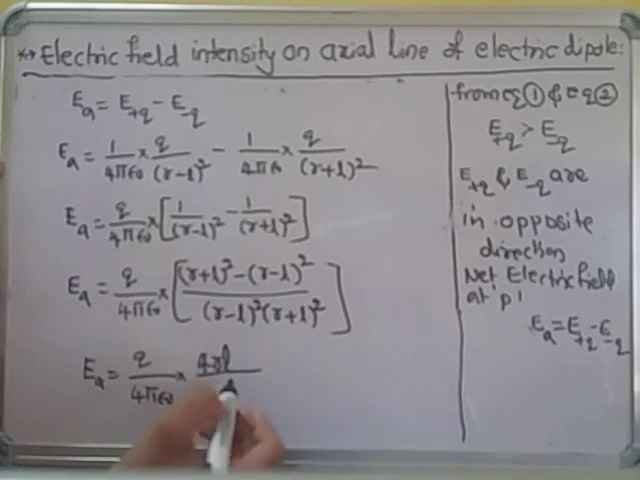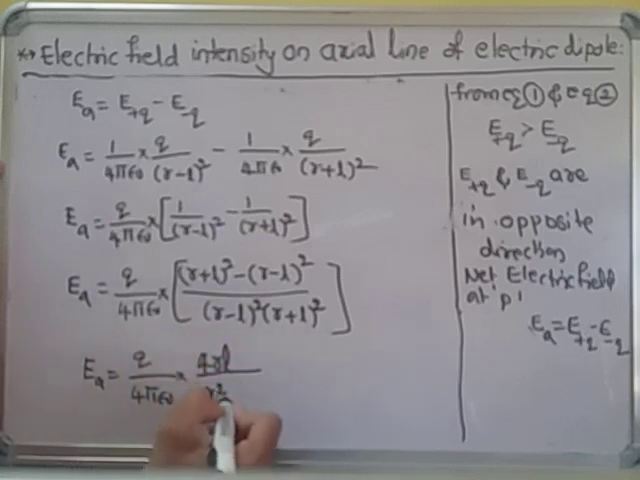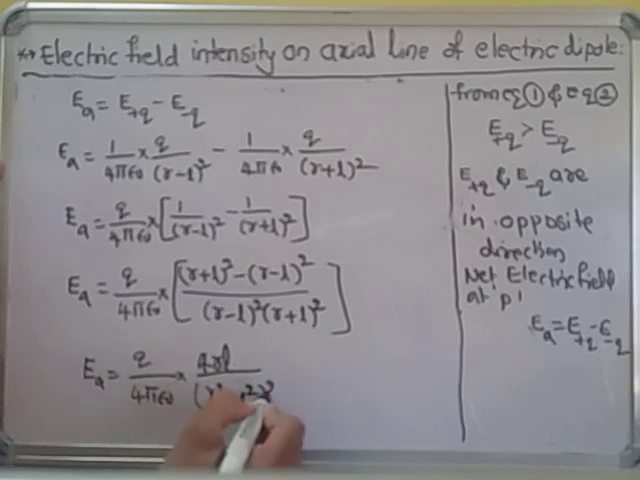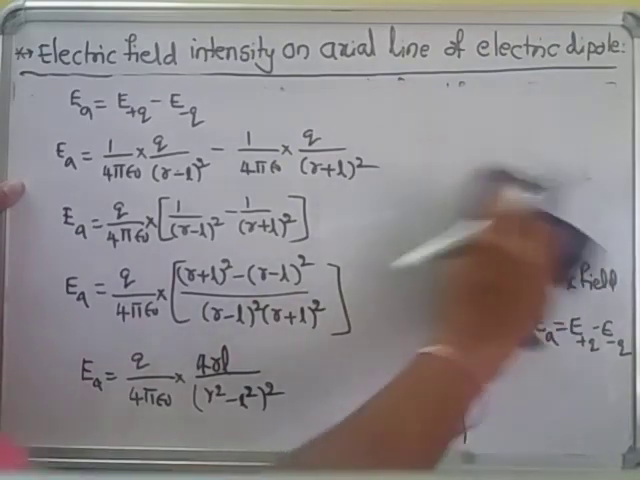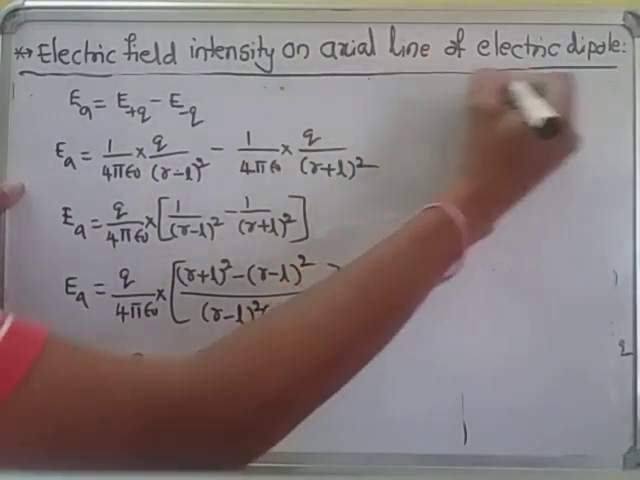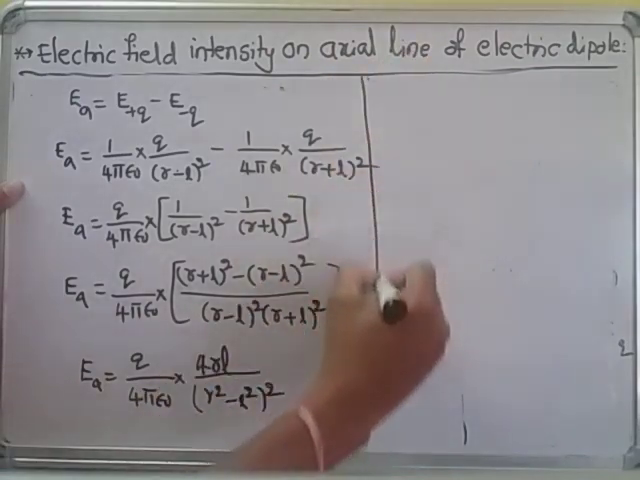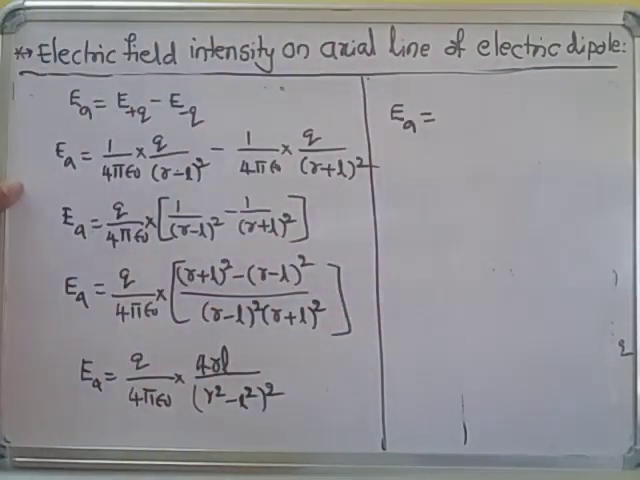And the denominator is A minus B into A plus B, whole square. Then A minus B into A plus B, the formula is A square minus B square, so we get R square minus L square whole square. And if we change it a little bit like this, then what will you get? That is the electric field intensity on the axial line.